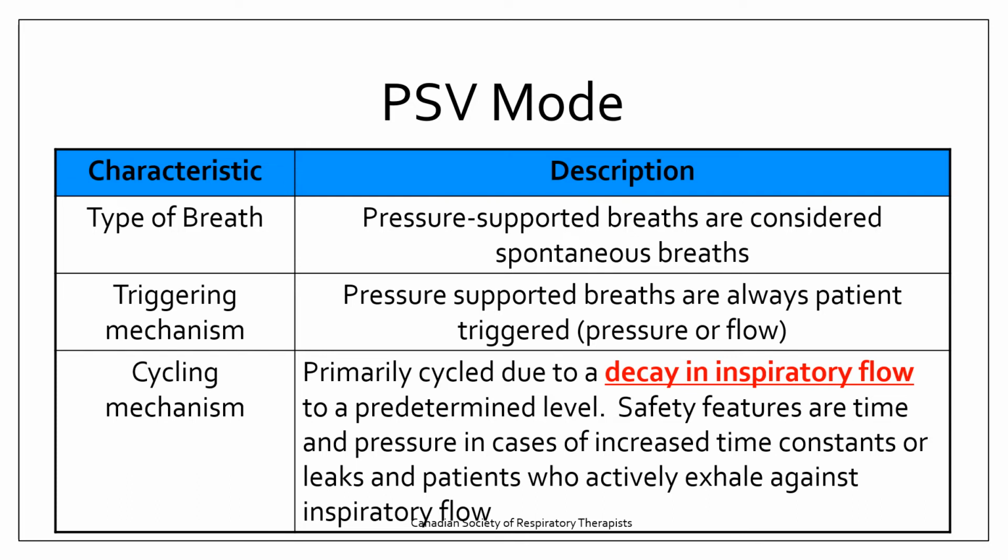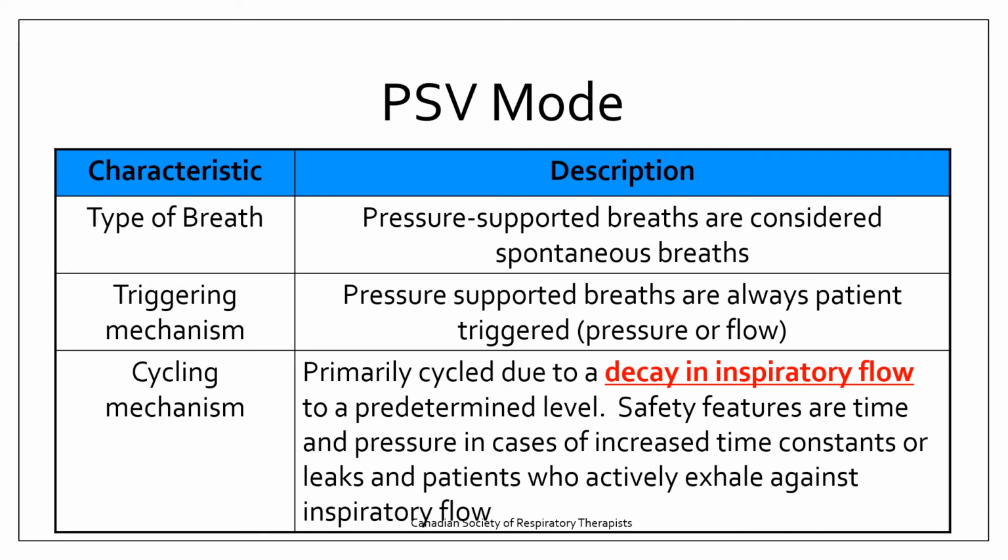And how the breaths end, so their cycling mechanism, it's primarily cycled due to decay in inspiratory flow to a predetermined level. There are safety features, sort of backup features of time and pressure in case of increased time constants, leaks, or that patient who actively exhales against the inspiratory flow. So if the pressure increases in the system, or if inspiration goes on for too long, the ventilator has some predetermined settings and it will end the breath at that point and cycle into exhalation.